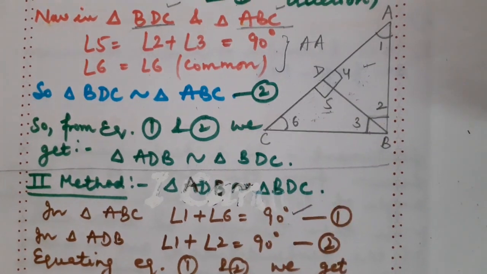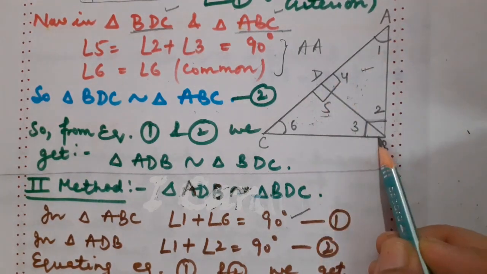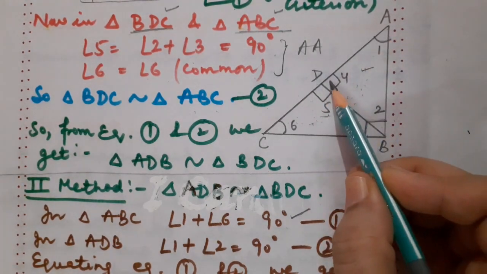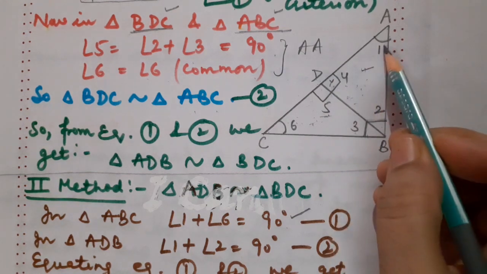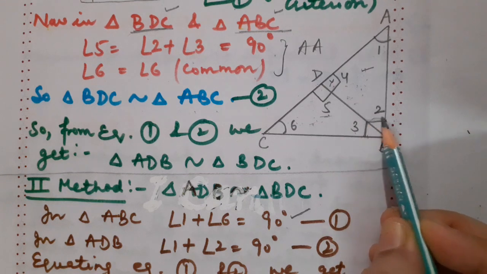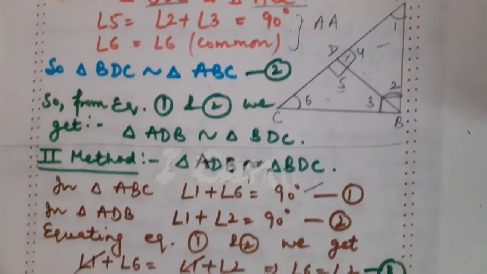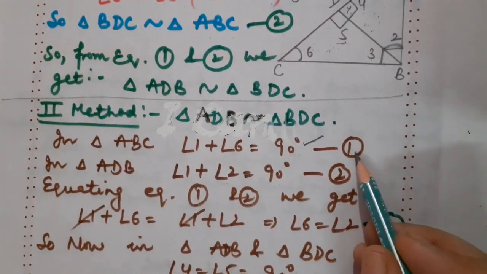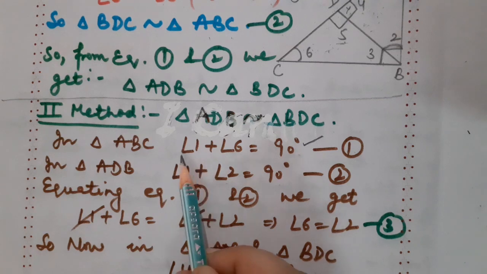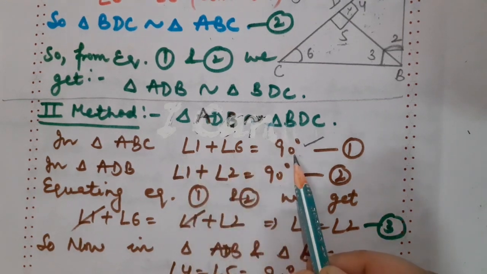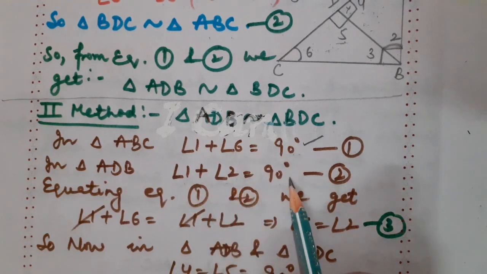Okay. Now I am going to take this smaller triangle, that is triangle ADB. Again, if I am going to leave angle 4, which is of 90 degree, then can I say that angle 1 plus this part, that is angle 2, will also be of 90 degree? Of course. So let us consider them as equation number 1 and equation number 2. Children, in equation number 1, angle 1 plus angle 6 is equal to 90 degree. And in equation number 2, angle 1 plus angle 2 is equal to 90 degree.